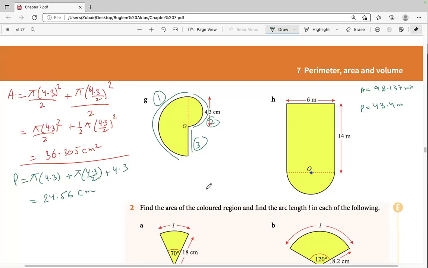Each part is a simple shape, area and perimeter. I've already solved it. Let's see if we get the same answer.